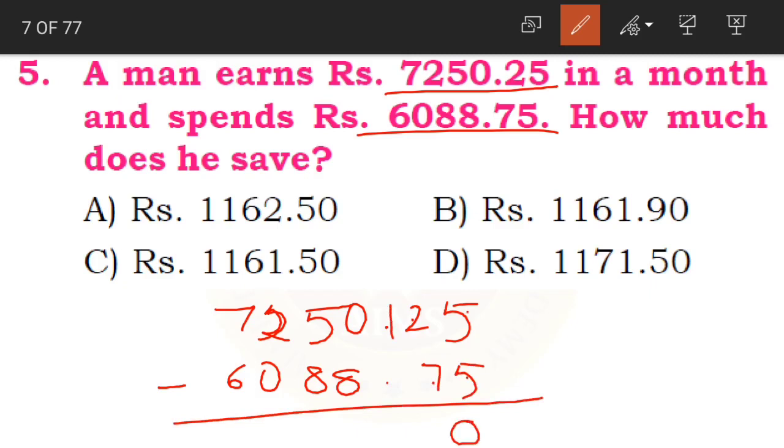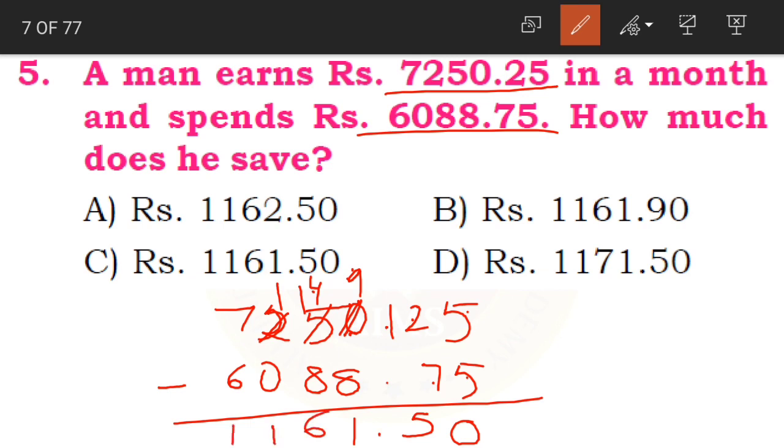2 minus 7, not possible. So we'll borrow. Here 0 becomes 9, children. We are borrowing from 0. So it becomes 9, and as 0 has nothing to give, we have done in the subtraction with zeros, right? So 0 also borrows from 5 to give it to 2. 5 becomes 4, 0 becomes 9. Now 12 minus 7, 5. 9 minus 8, 1. 4 minus 8 is not possible. So again we'll borrow. 14 minus 8 is 6. 1 minus 0, 1. 7 minus 6, 1.